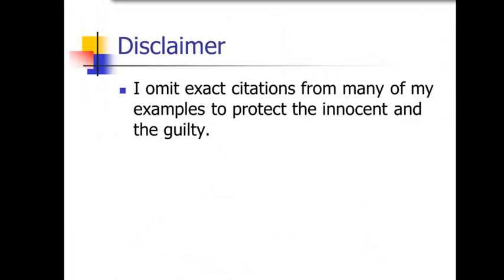I pick up snippets, sentences, paragraphs from various things I read, sometimes my students' work, sometimes the scientific literature. And I'm often critiquing that writing, so I tend to omit exact citations from my slides just so that it doesn't appear that I'm critiquing any particular author. Really, these kinds of problems in the writing are very typical of what's out there in the literature.